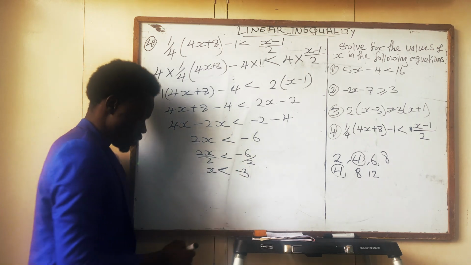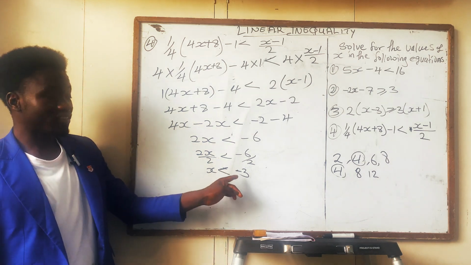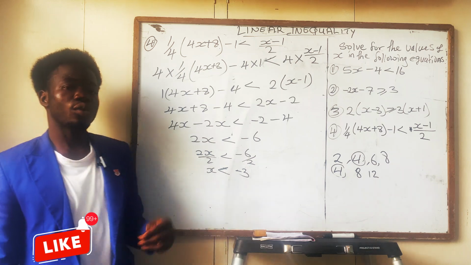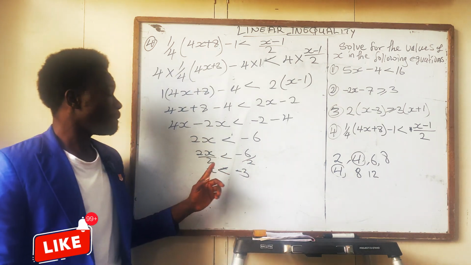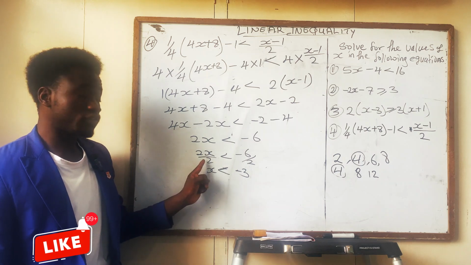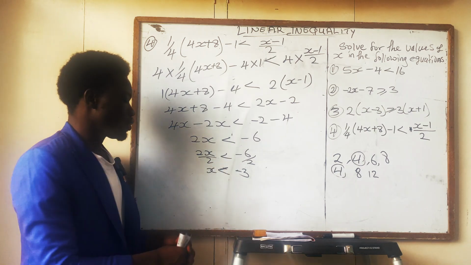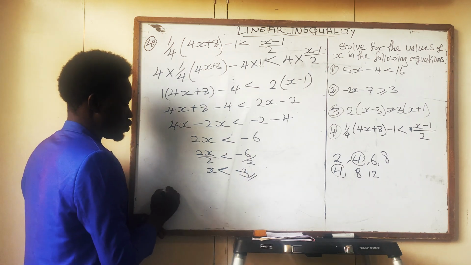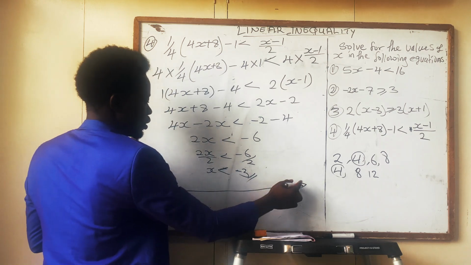minus 3. Now note that here, although the answer is negative, we are not dividing through by a negative. We say the sign changes when we are dividing by a negative or we are multiplying by a negative. So here we are only dividing by a positive number, therefore the sign still remains. Okay, and this is your answer, but we can also illustrate that on the number line.